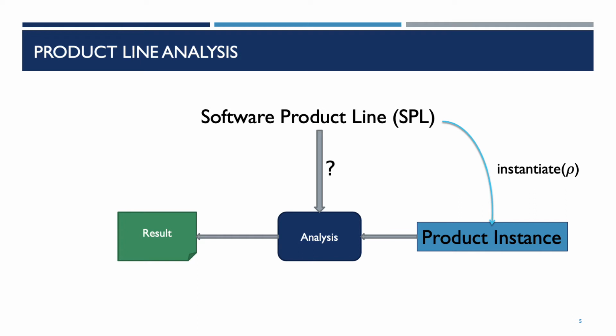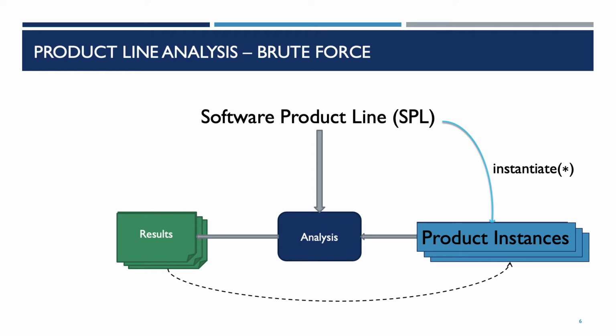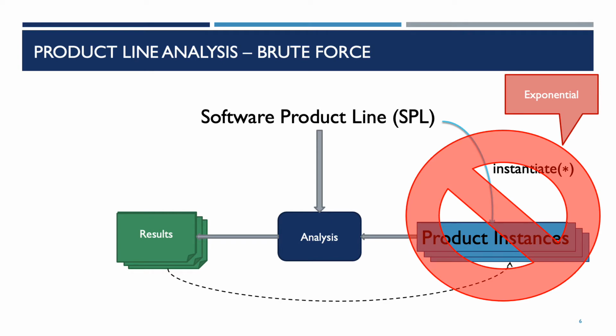The most trivial and straightforward approach would be to instantiate all product instances from the product line and feed them one by one to the analysis tool. We're going to have a one-to-one correspondence between results and product instances. But as I mentioned earlier, this is not going to be feasible because in most practical cases, the number of product instances is going to be huge because, again, this grows exponentially with the number of features. To give you an example, the Linux kernel is a product line with about 10,000 features. So instantiating all product instances is just impossible.